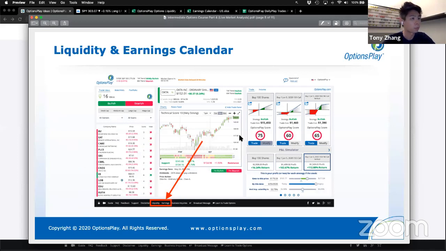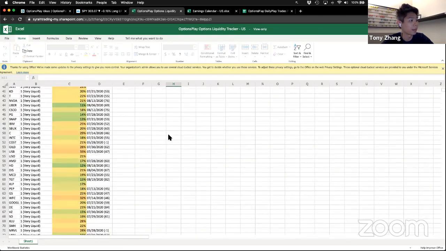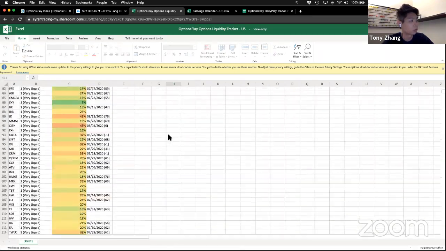So before we jump into the things that we want to talk about, I just want to remind everyone, because we're still getting a lot of questions regarding how to access the liquidity and the earnings calendar. These are now available to you at the bottom of your OptionsPlay screen. The links to it are under liquidity and earnings. And this takes you to the liquidity report, which is extremely important in my opinion right now to understand which symbols are very liquid.